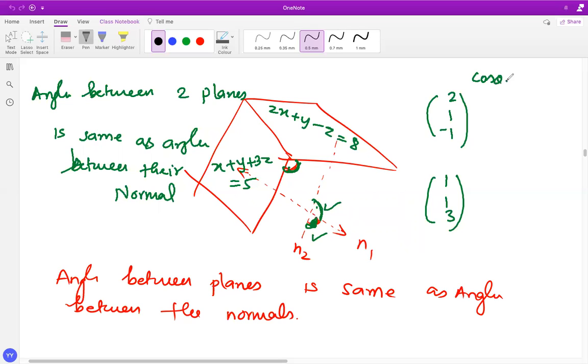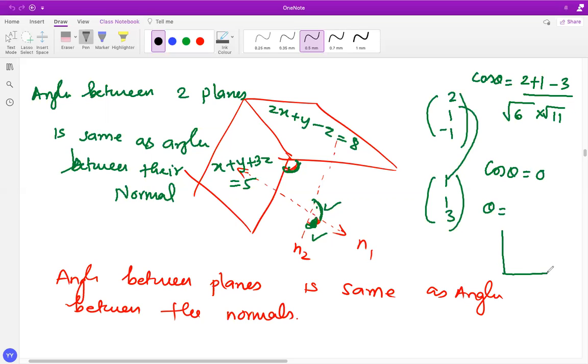In this case, cos theta equals the dot product of these two, which is 2 times 1, which is 2, plus 1 times 1, which is 1, minus 1 times 3, which is negative 3, over the magnitudes of the vectors, which is square root of 6 here, and square root of 11 here. As we clearly see, cos theta is 0 because the numerator is 0, so I can conclude that these two planes are perpendicular. One plane is like this, and the other creates a right angle, something like this. So this is a simple context that these two planes are perpendicular.